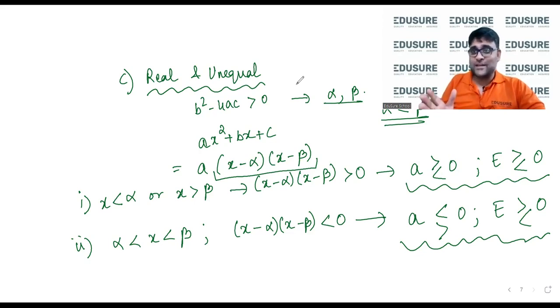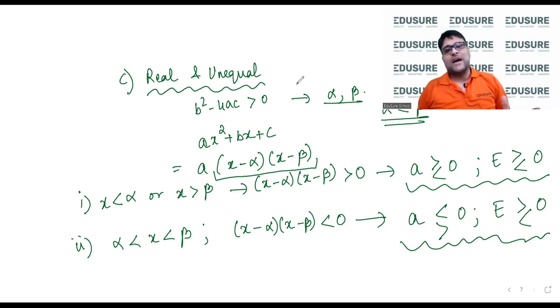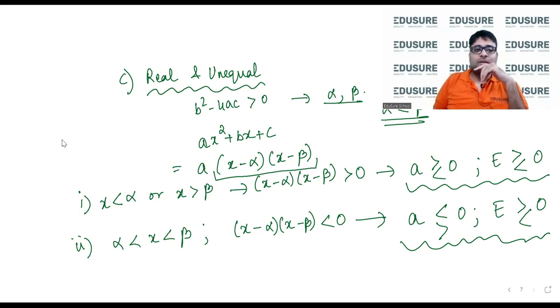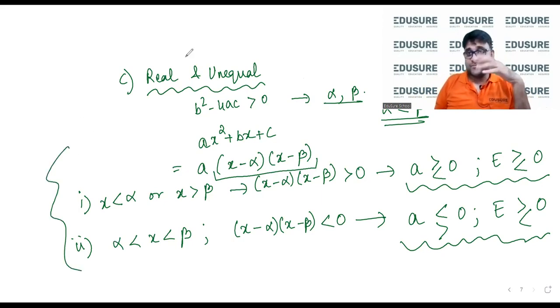Otherwise, in all cases, as you saw, if a is positive, expression is positive, a is negative, expression is negative. Only in this special case, when x is lying between the two roots, will I have the case where a negative, expression positive, a positive, expression negative. Right? So this is about the sign of a quadratic expression.